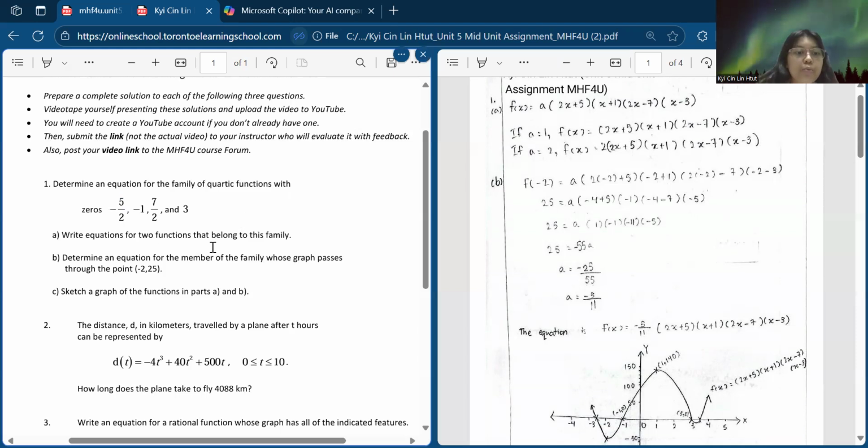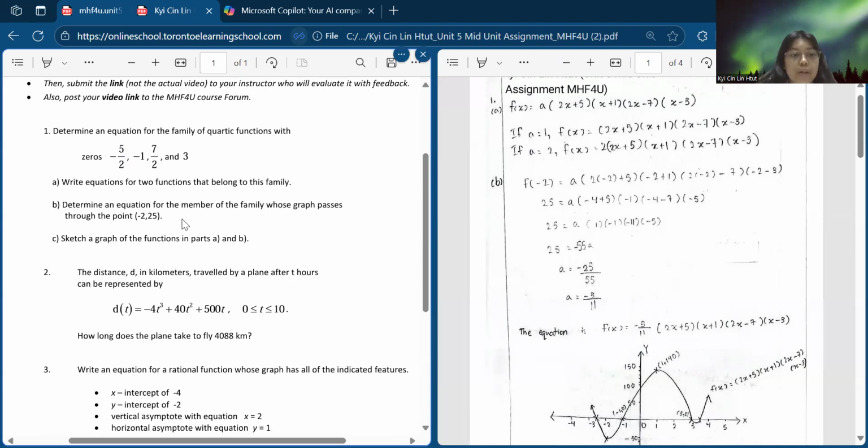Because it says write two equations for the two functions that belong to this family, I substituted the two simplest numbers, which is a equal to 1 and a equal to 2. And from here, I substituted these at a place, and that's how we get the two functions that belong to this family.